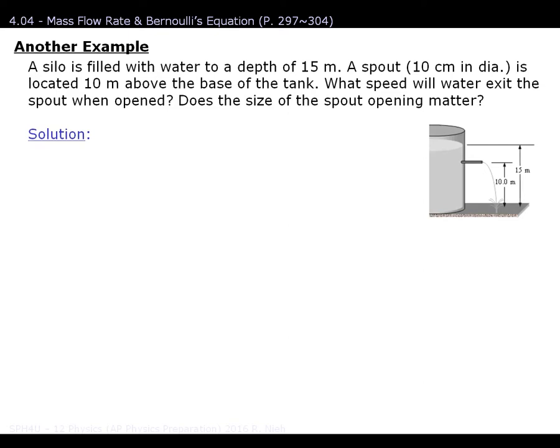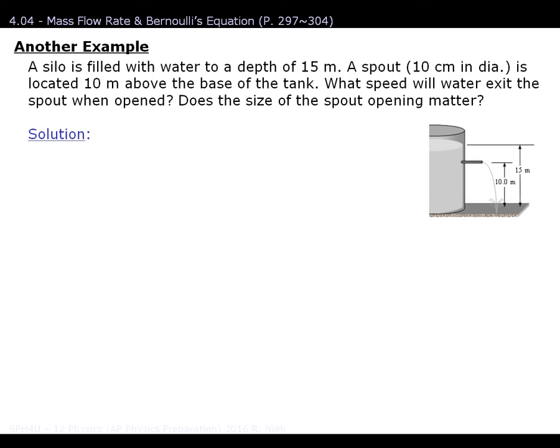One last example. Let's say that we fill up a silo with water, up to an elevation of 15 meters. We punch a hole at the 10-meter mark and let the water drizzle out. The question is, how fast does the water exit? For argument's sake, let's say the opening right now is at 10 centimeters. Would it make a difference if we close it off to 5, or if we opened up to 15? Would it make a difference? Well, we'll talk about that right after.